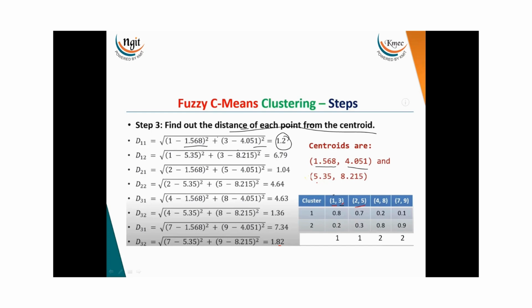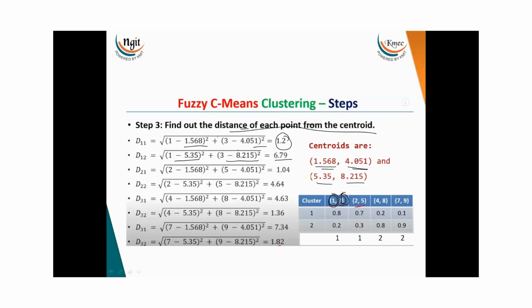So this is your first distance of each data point from the centroid. So you are finding the distance of 1 from this, and the same way you are finding the distance of 3 from this. You have done this. Next, you have to find the distance of 1 with this centroid, as well as the distance of 3 with this. So same way, you are finding D12, which is 1 minus 5.35 whole square plus 3 minus 8.215 whole square, and when you solve this one, it will become 6.79.